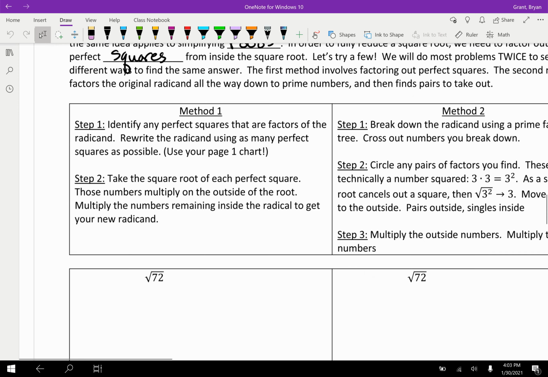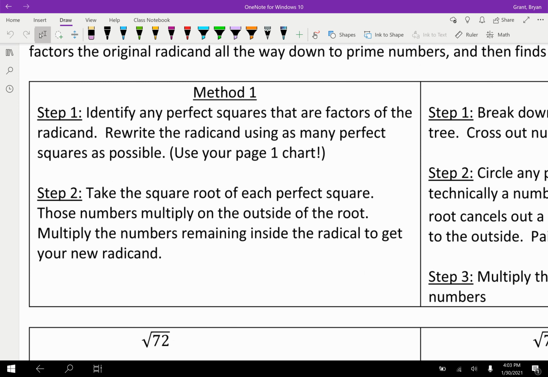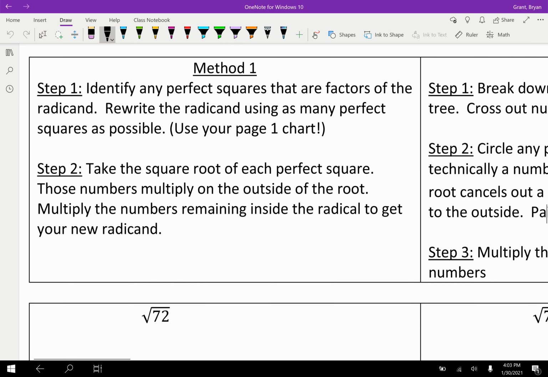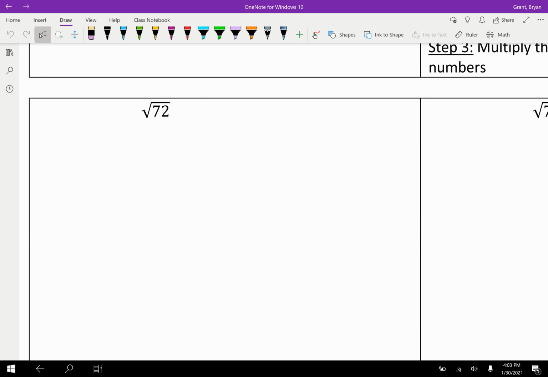So what does method 1 involve? Well, the first step is you're going to identify any perfect squares that are factors of the number inside, or that radicand. And we're going to use our chart from page 1, so I'll be skipping back to that shortly. The reason we're going to identify perfect squares is because we're going to try and rewrite this number 72, which is not a perfect square. This is irrational. We're going to try to rewrite this as multiplying a bunch of perfect squares together that we know the square roots of.